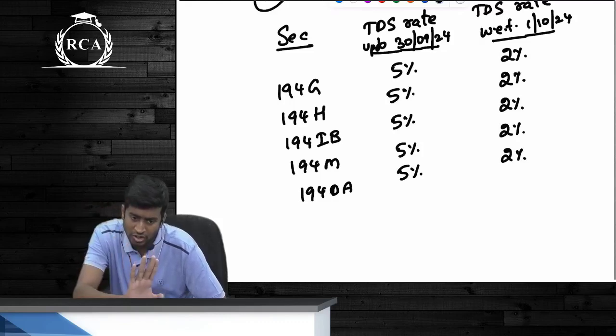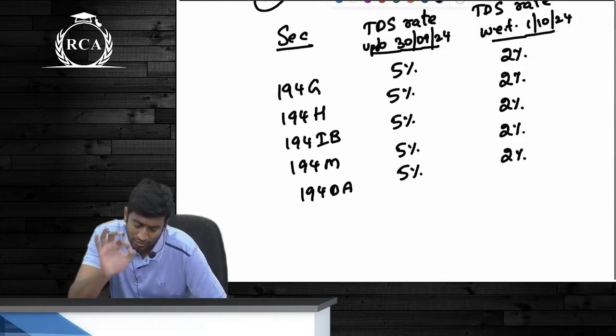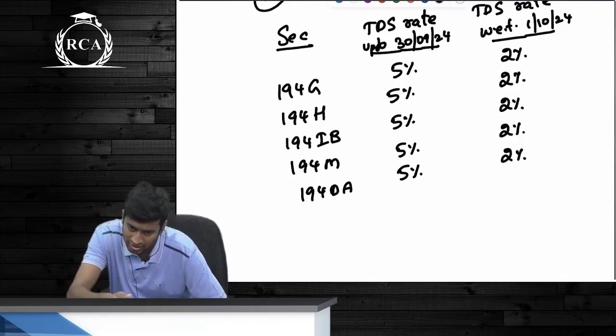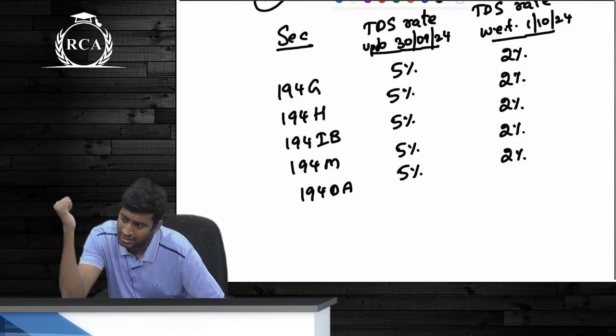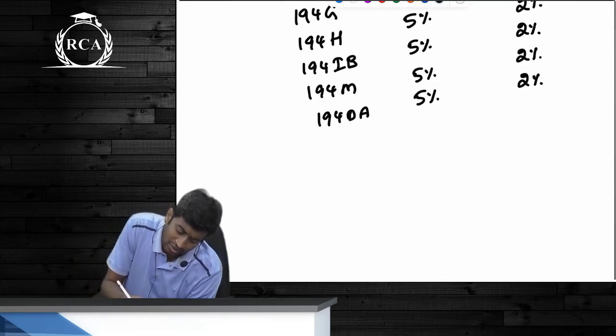The limit amount has not been changed for those respective sections. What has been changed is the rate of TDS. If I remember, the limit amount for 194G is 15,000. 194H, 15,000. 194IB, 50,000 per month. 194M, 50 lakhs. 194DA, 1 lakh. So they have not changed the limit amounts. What has changed is the rate of TDS, and you have to remember the date properly, guys. Okay, TDS is done. Next chapter.